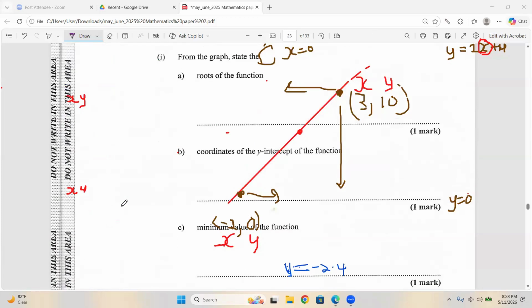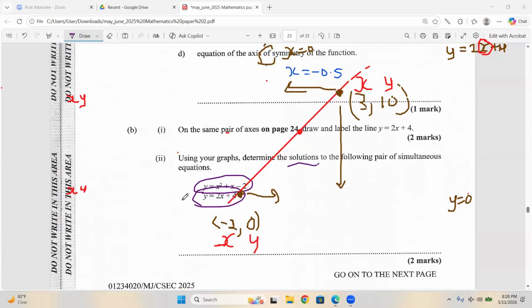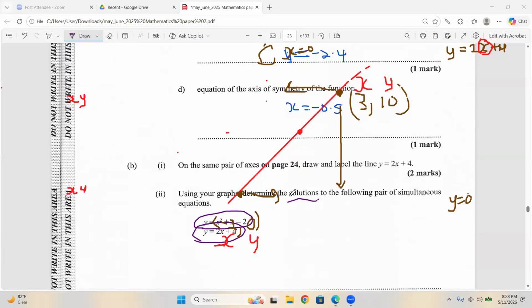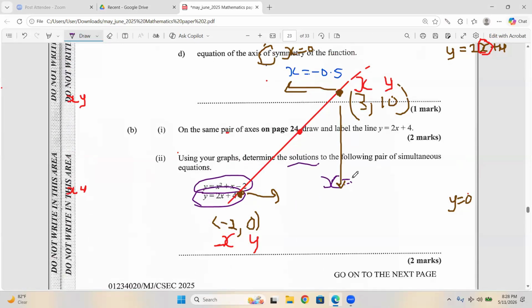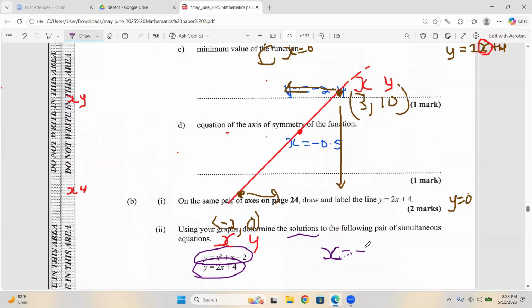Okay, let me just go down here. So how would we write it in the answer? Determine the solution of the pair of simultaneous equations using your graph. You could write it like that, or you could put x is equal to -2 and y is equal to 0. That's 1. The other one is x is equal to 3 and y is equal to 10. Okay. So I hope that's clear.